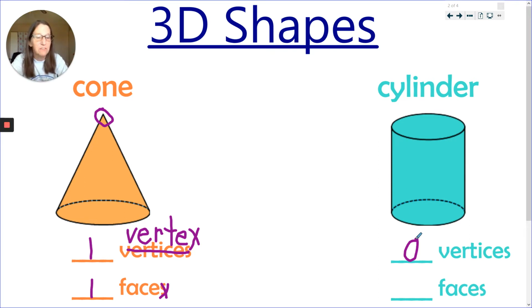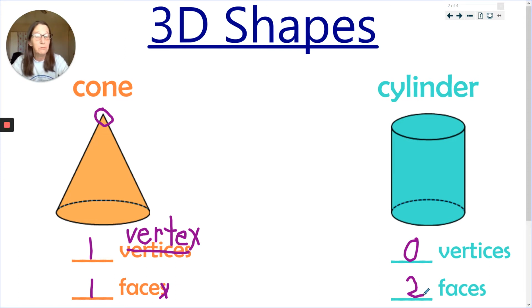But now check out the faces. Do you see the flat spots? I see a flat side here, and I see a flat side here. Do you see them? Here and here? Yep. Those are our faces. I see one here. I see one here. Got it? How many are there? 1, 2. 2 faces.